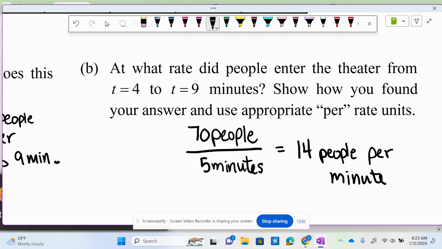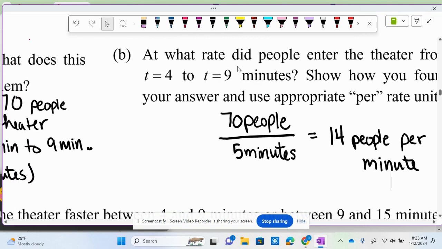Raise your hand if you need more time. All right.